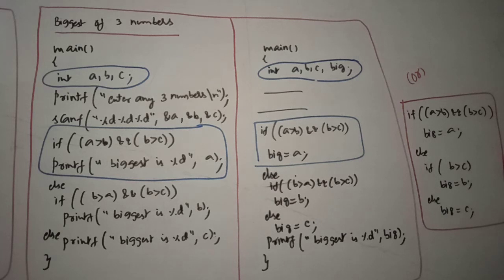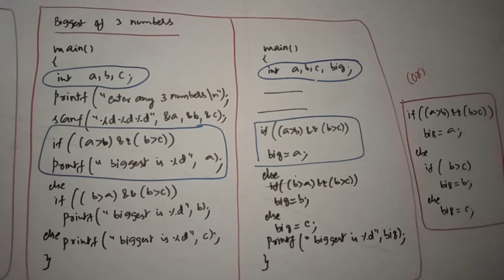Look at the condition A greater than B and B greater than C. A greater than B true and B greater than C true, then the biggest is A. If not A, check for B. B greater than A and B greater than C. If B is greater than A and B is greater than C, then biggest is B. Otherwise, else, if not A and B, biggest must be C only. No need of checking any condition like C greater than A and C greater than B.